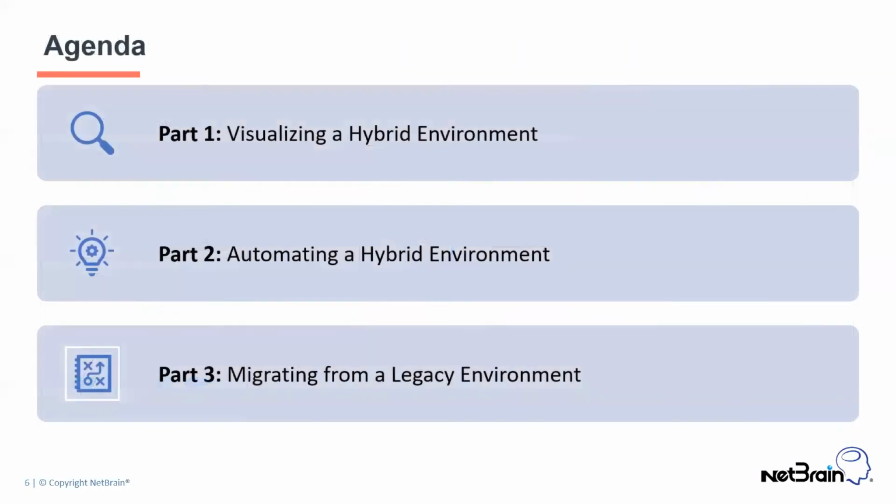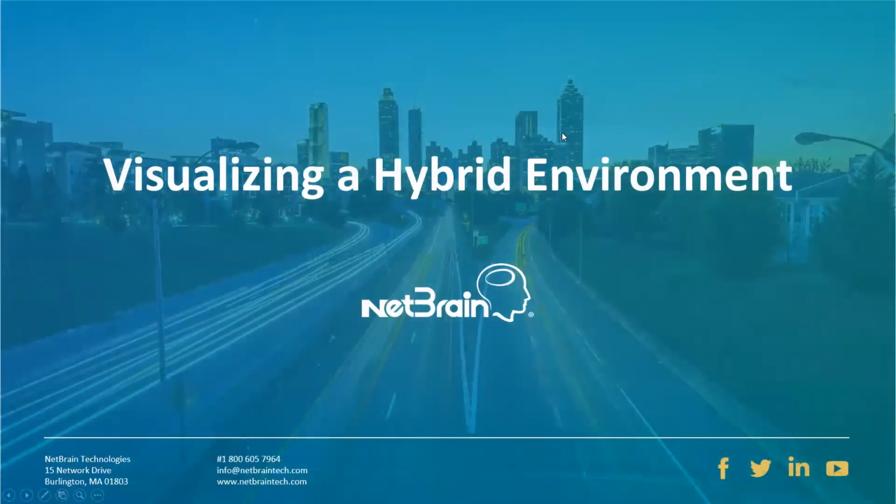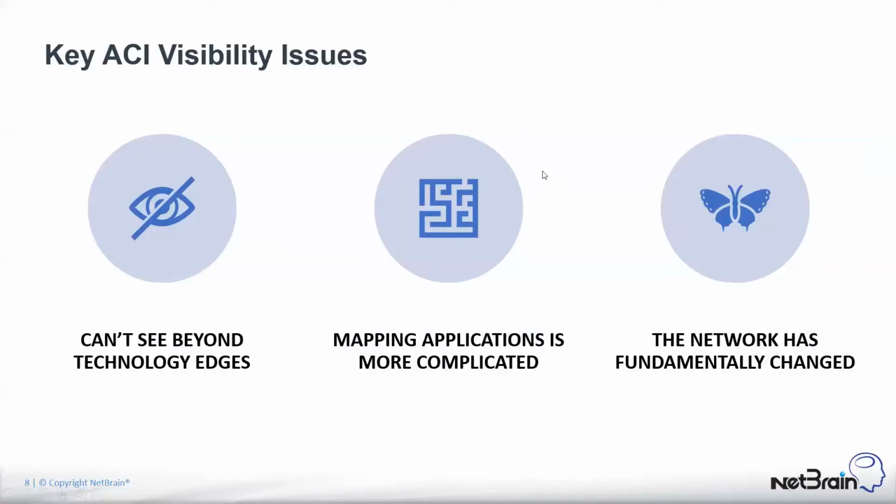So over the course of this webinar, we're going to be going over ACI functionality in 3 parts: visualizing a hybrid environment, automating a hybrid environment, and migrating from a legacy environment. I'm going to break this down into a series of questions that you need to ask yourself while you're troubleshooting. All right, so we're going to start with some issues with ACI visibility. What are the problems here? You can't see beyond the technology edges. Mapping applications is more complicated, and the network itself, the technology that you're operating on, has fundamentally changed. So this creates a visibility issue, meaning that you can't see the gap between your ACI environment and your legacy environment.